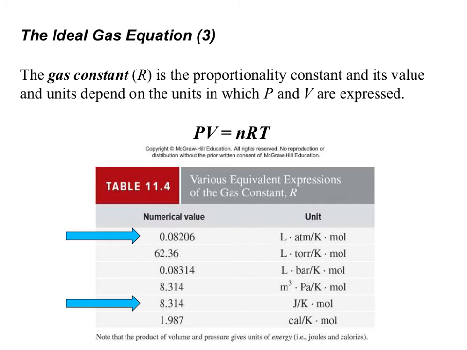So how do you know which one to use? Well, it really depends on what values are given in your question. If everything is given in atmospheres, then you should probably use 0.08206 as your value for R, whilst if everything is given in joules, then you should probably use 8.314. And when I say should, it's more of a have to, because if you use the wrong one, you will get the wrong values.